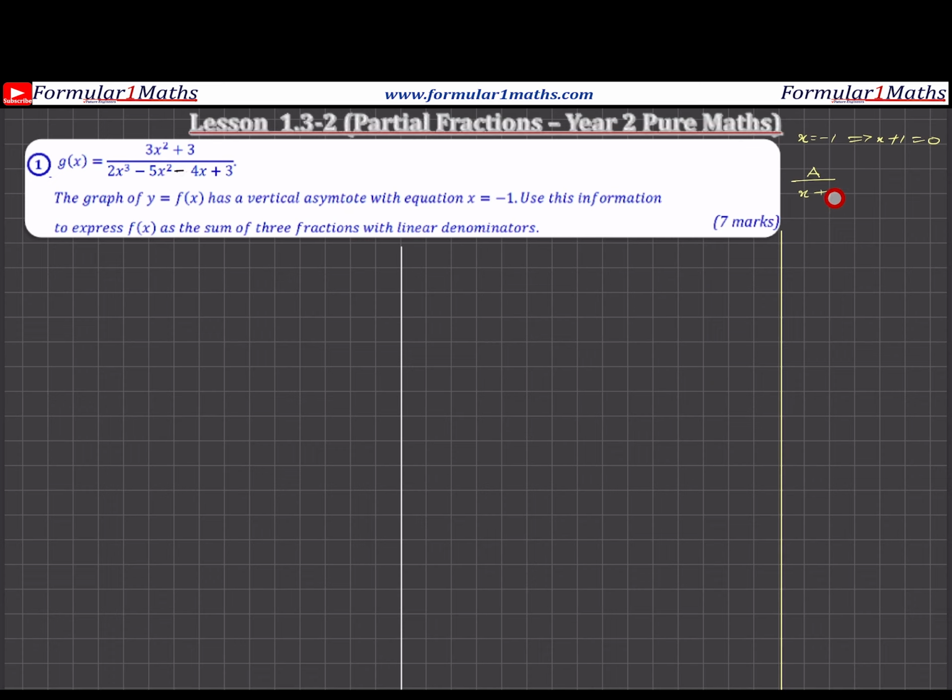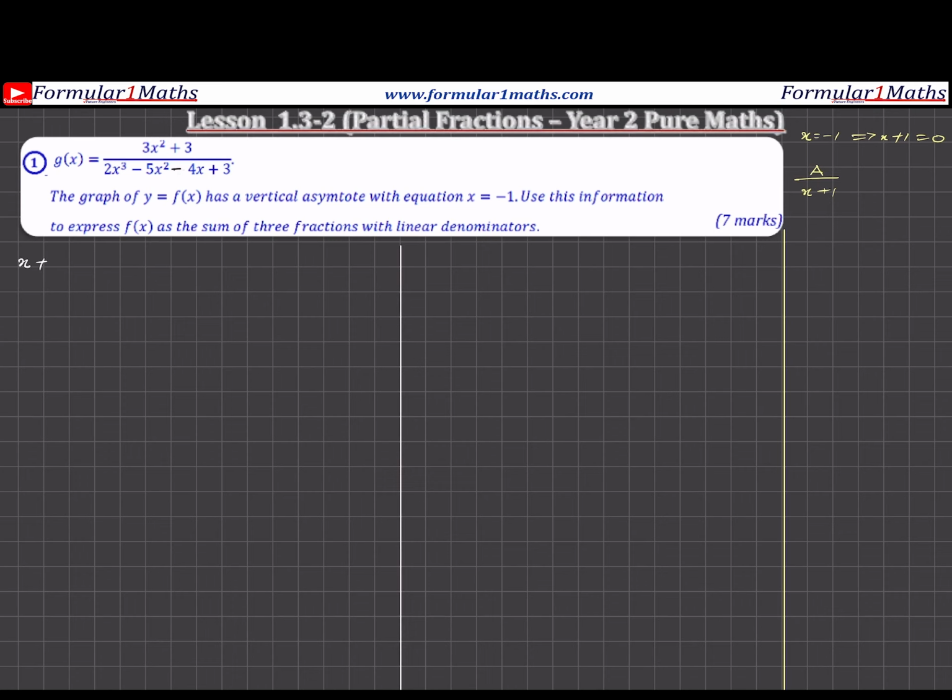So this means that x plus 1 is a factor of this denominator here. So let's state that before we proceed. So x plus 1 is a factor of the denominator. So now we can use our knowledge of the factor theorem from year 1 to find the other linear factors of the denominator by doing the long division.